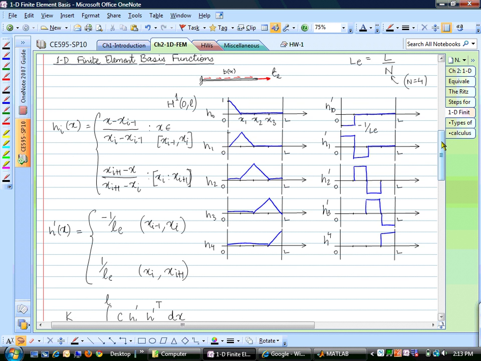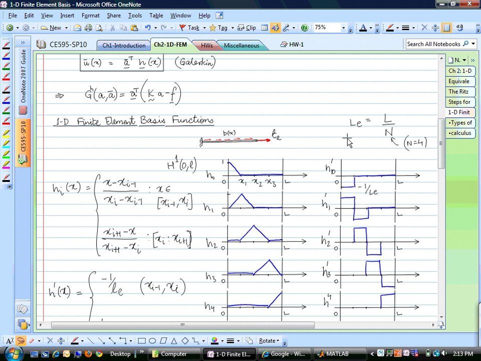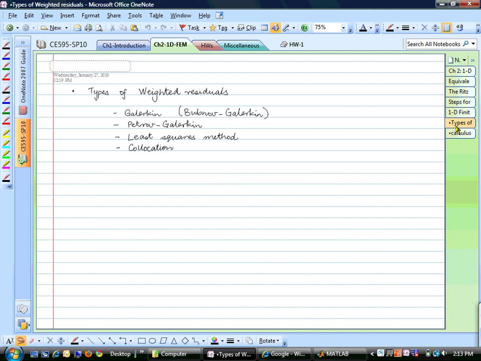So this was the one-dimensional finite elements, and this was again a case of a Galerkin approximation, meaning that we chose our virtual space the same as our approximating space. There are a couple of other types of weighted residual methods, and let me, in the 10 minutes that I have, talk a little bit more about this.